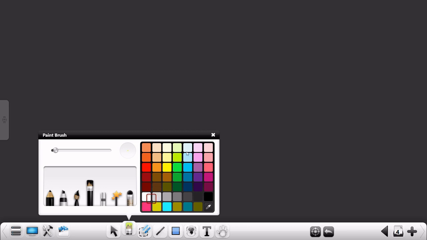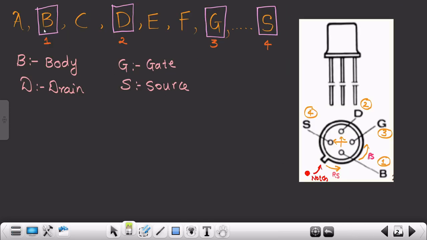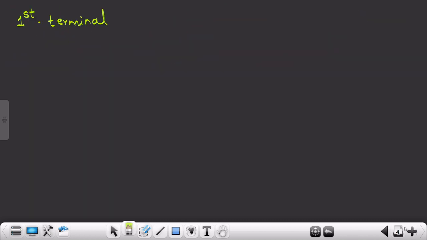First terminal, that is body. I'm taking first terminal according to this particular shortcut trick. I'm not referring to the data sheet. First terminal, that is body. It is also known as substrate, and it is also known as shield.